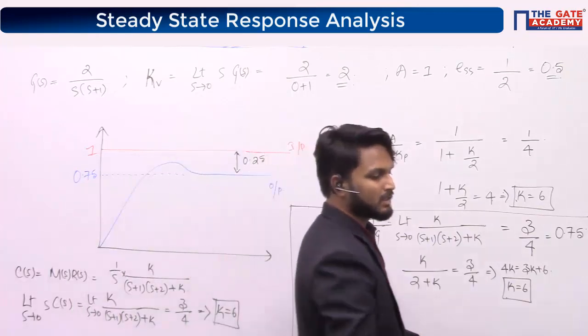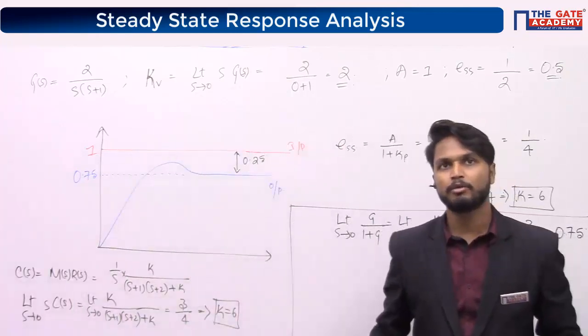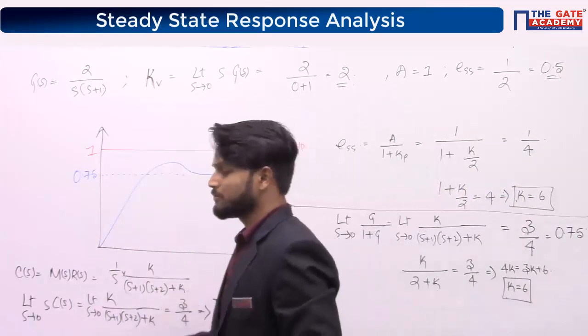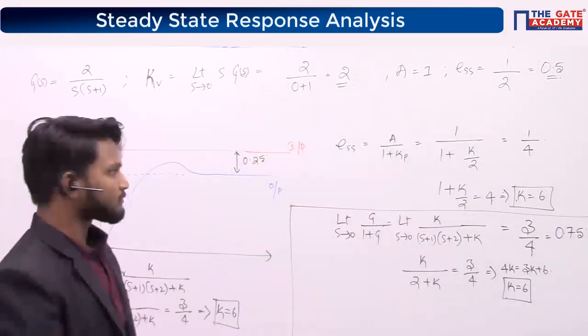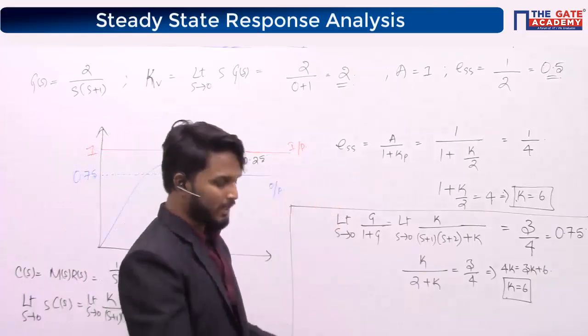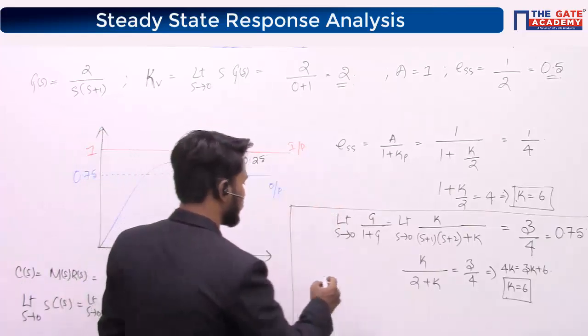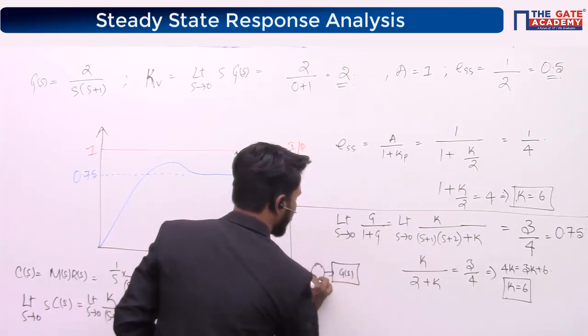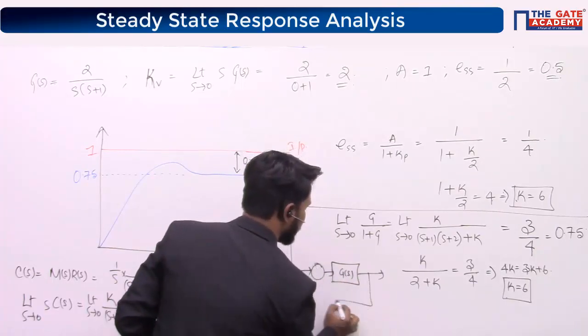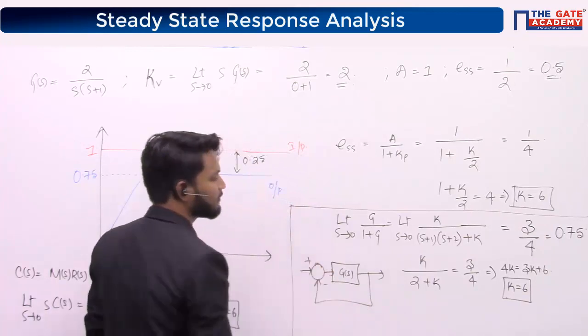So one is the steady state error approach, the other is DC gain approach, and the other is final value of C of s approach. All are same. DC gain, I'm just finding out the DC gain. See, this is the system given. G of s is the open loop transfer function, and it is connected in a unity feedback configuration like this.